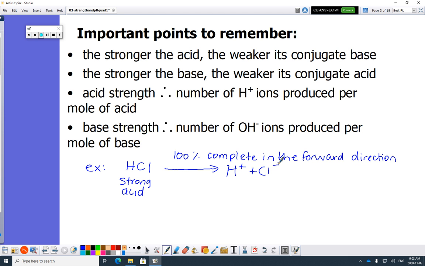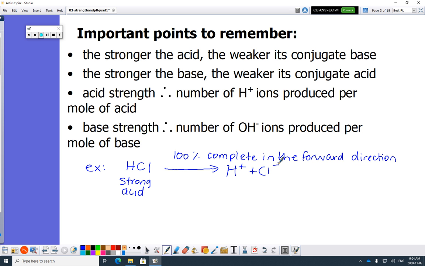So by saying the stronger the acid, the weaker its conjugate base, you're basically saying if it's a pure strong acid, 100% complete dissociation, the conjugate base is really useless. This chloride ion in this situation is not going to reaccept this proton to become the acid again. That's not going to happen.